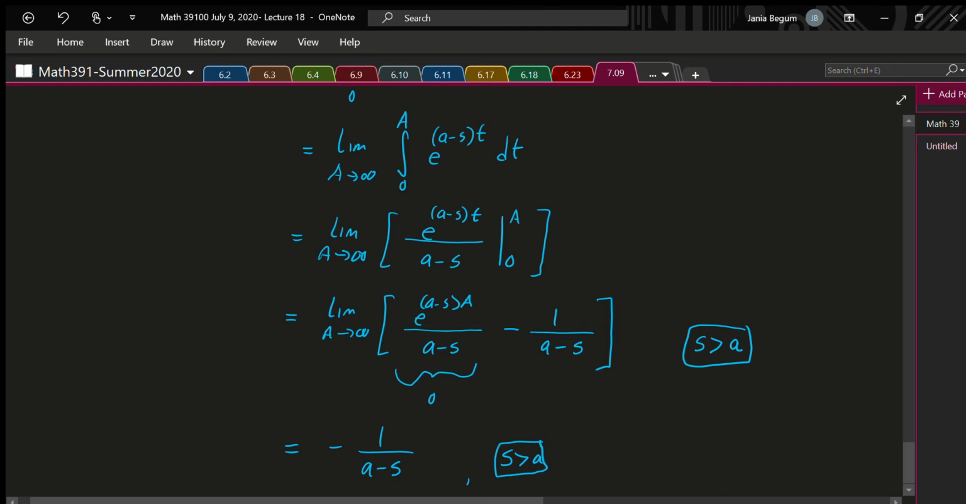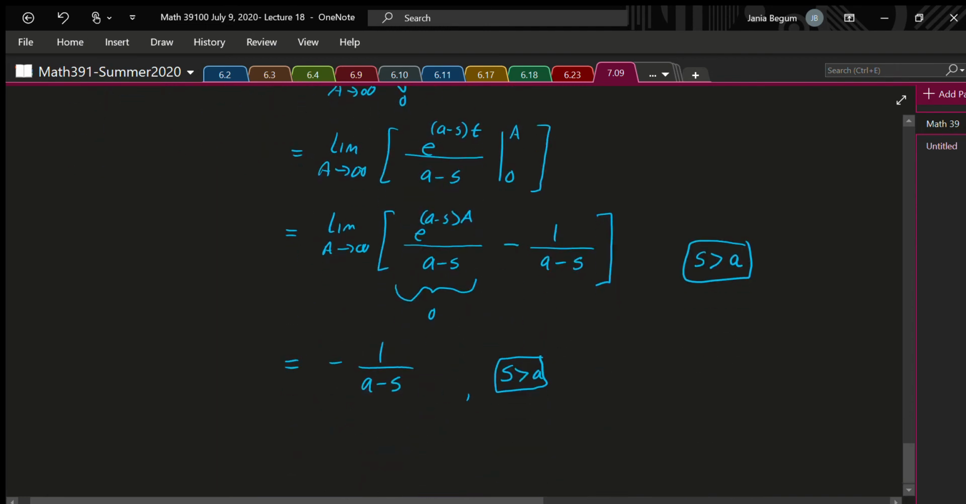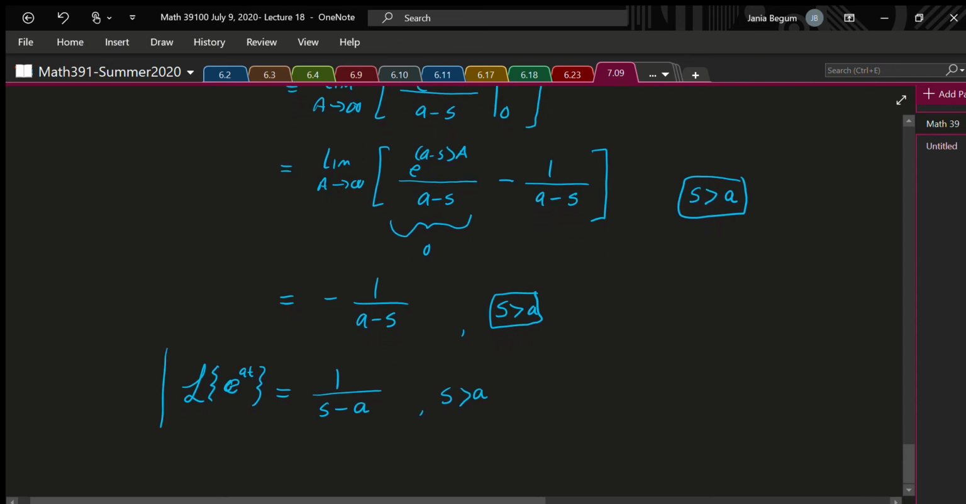Well, now, this is the Laplace transform of e to the at. But if you look at the table for Laplace transforms in 6.2, it's just in the reverse order. So what the textbook does is push the negative to the bottom and distribute. So to write it nicely, the Laplace transform of e to the at is going to be 1 over (s minus a), as long as s is greater than a. So that's the Laplace transform of the exponential at. So any questions on this?